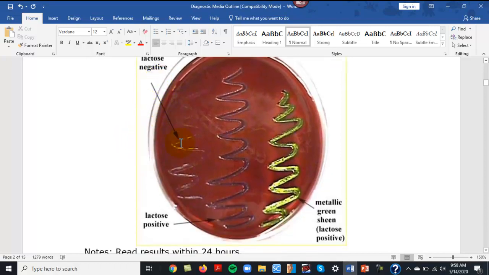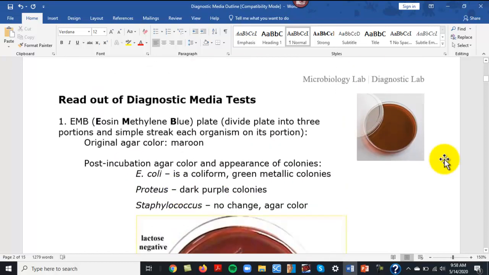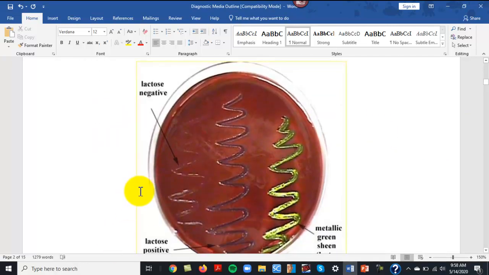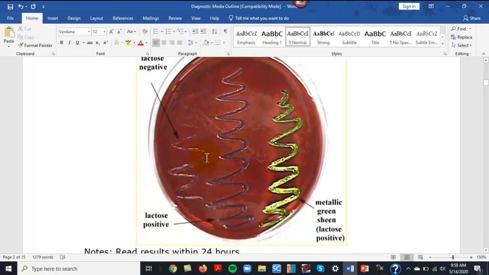Over here it says negative lactose. So if EMB, now this is what it looks like when it's sterile. Okay, it's that maroon color. If basically there's no color change, then you have a negative. It's negative for lactose fermentation. It's also negative for being a coliform.